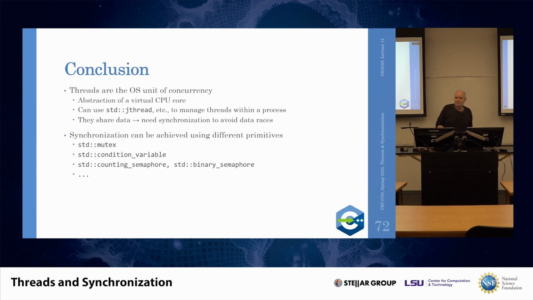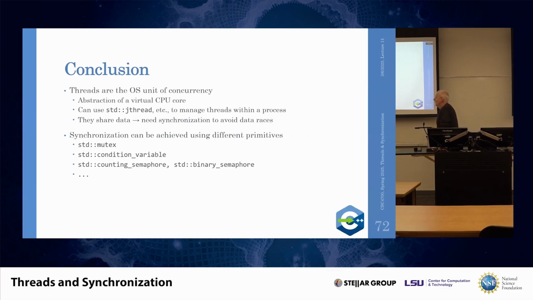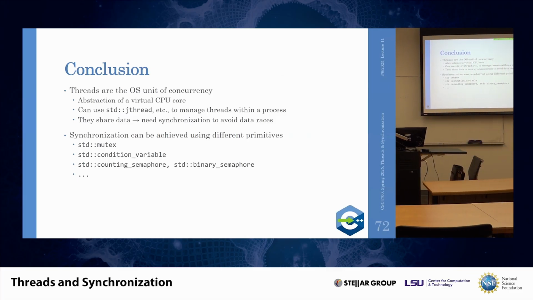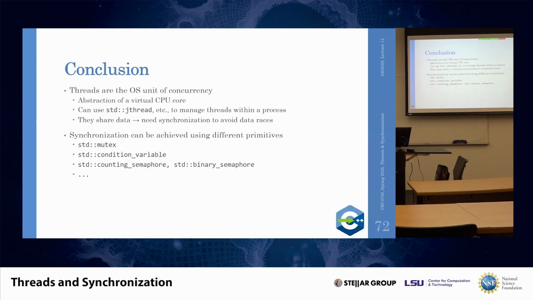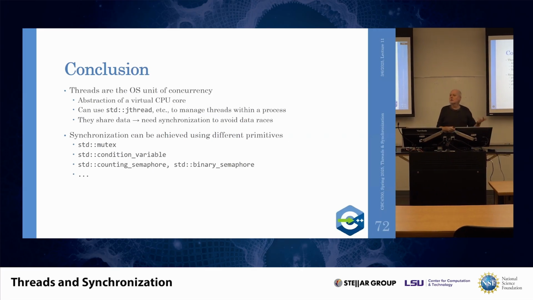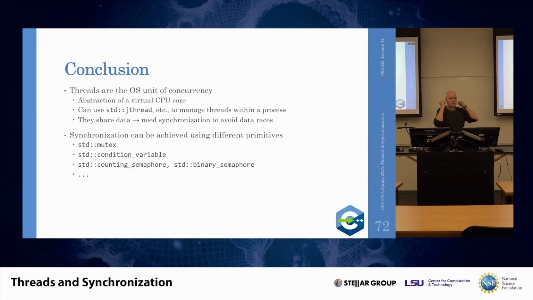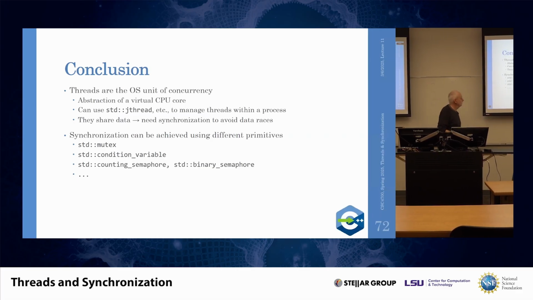So, conclusions. Threads are the operating system unit of concurrency. It kind of abstracts a virtual core. You can think of it as a virtual core. You can use JThreads and other facilities to manage threads within a process. But I strongly suggest that you don't use threads directly. If you want to use something like threads, build higher level facilities like thread pools or similar things on top of them and use those, because that allows you to reason about things. You don't care anymore how many threads are actually running, right? Even if you have 500 tasks, you just throw them at this thread pool. It will do things as you need it.